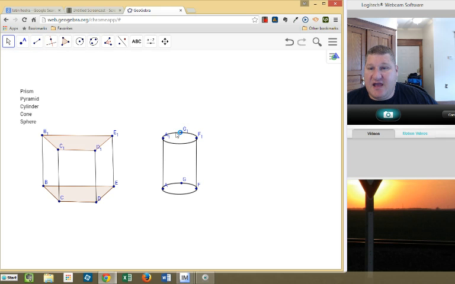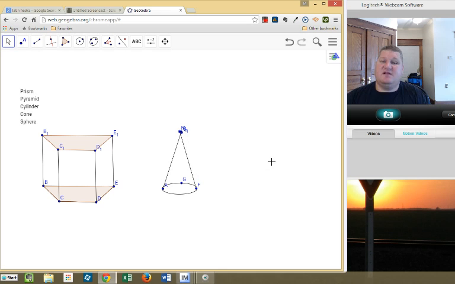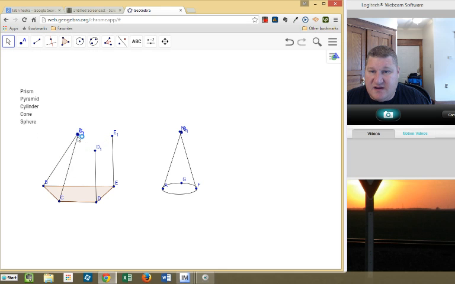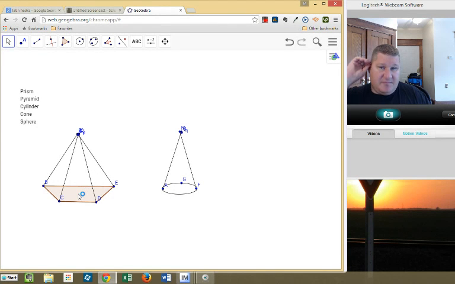Now, if I have, on the other hand, not this, but I move them all to a single point. Now, instead of a cylinder, I have a cone. Likewise, if I come over here and move all these to a single point, instead of a prism, I have a pyramid. And this happens to be a trapezoidal pyramid.